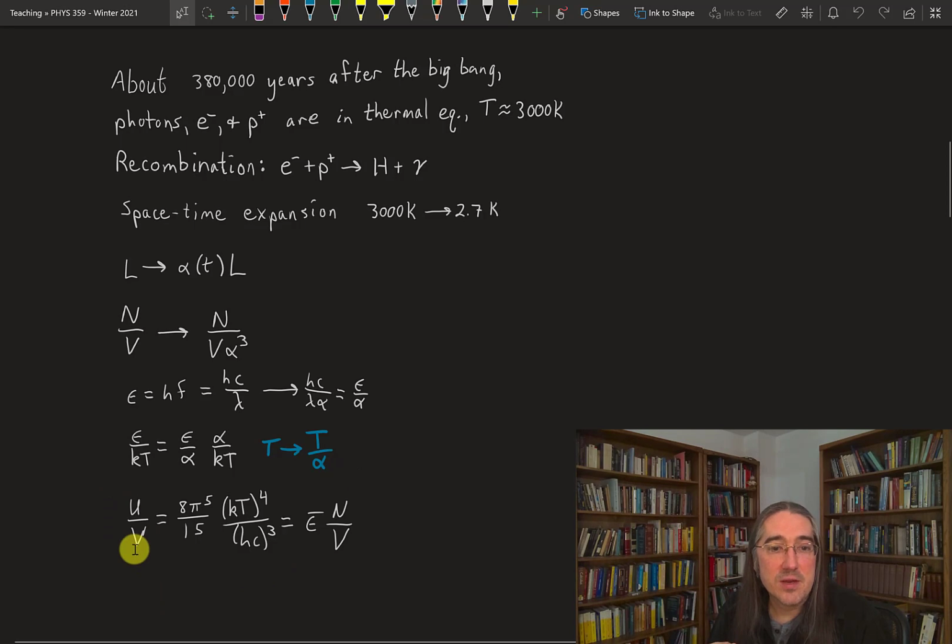Similarly, we've got U over V, right? If N over V dropped by 3 powers of the scale factor, and the energy per photon dropped by 1 power of the scale factor, then this energy density, right, energy per unit volume, will drop by 4 powers of the scale factor. 1 from here, 3 from here. Energy per unit volume is exactly scaled kT to the 4th. So this also looks like the same energy density, just at a temperature that's alpha smaller.